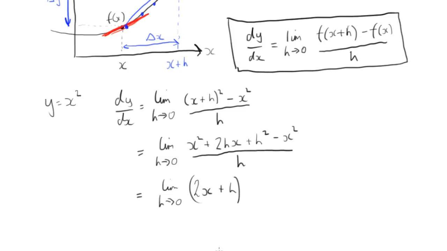Okay. Now, in this limit, as h tends to 0, this h term again is going to be basically 0, it's going to disappear. So what we have is the derivative of y equals x squared is simply 2x.